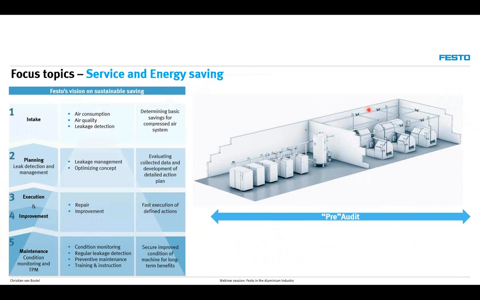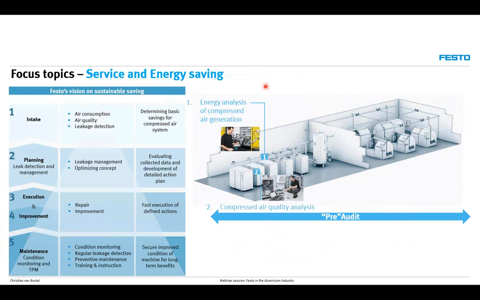For example, if you have a plant, it's not fully the same as in the aluminium industry, but we use this picture for many applications. We highlight the different zones. Number one is the energy analysis of the compressed air generation. Typically, these are the compressors. But also the air quality that has been generated. For example, how much dust, particles or oil is blown into the air network.